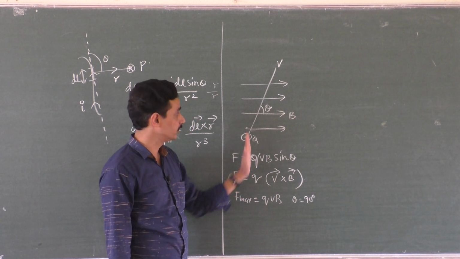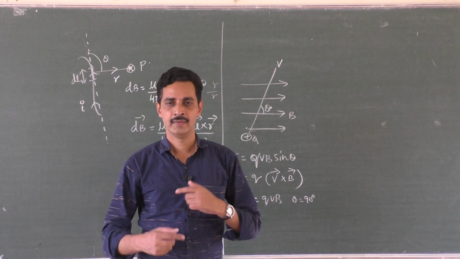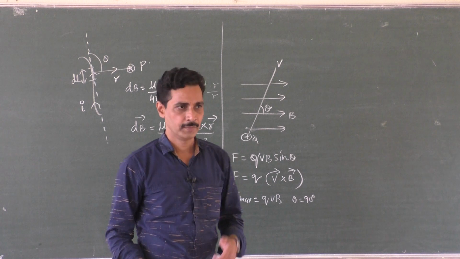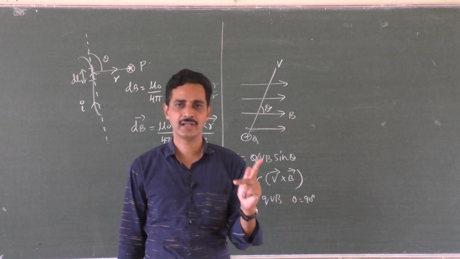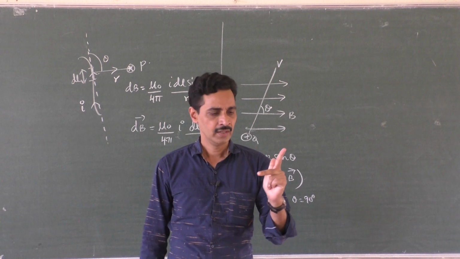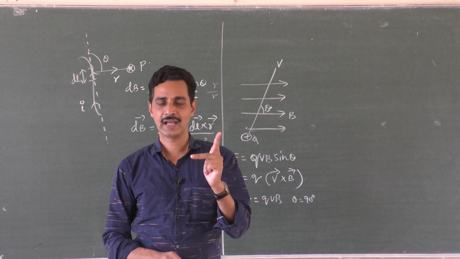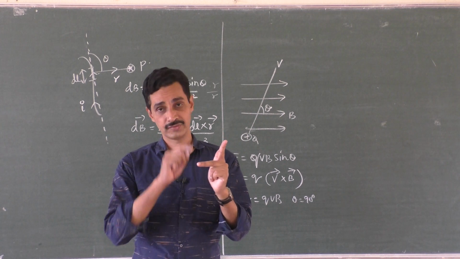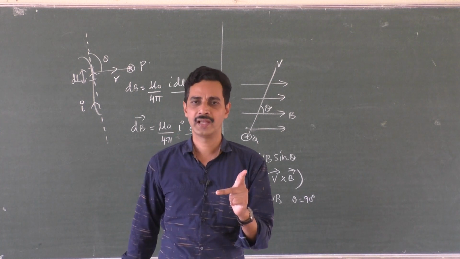If the charged particle moves perpendicular to the magnetic field, then it experiences a centripetal force, because you can use Fleming's left hand rule. The first three fingers of the left hand are stretched mutually perpendicular to each other, with the forefinger showing the direction of the magnetic field, the middle finger showing the direction of current, that is the motion of charge, one and the same, and the thumb shows the direction of force.